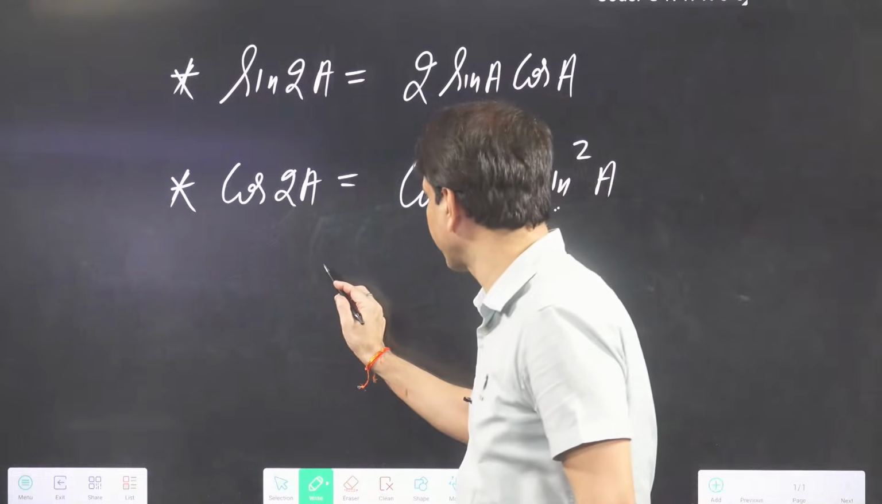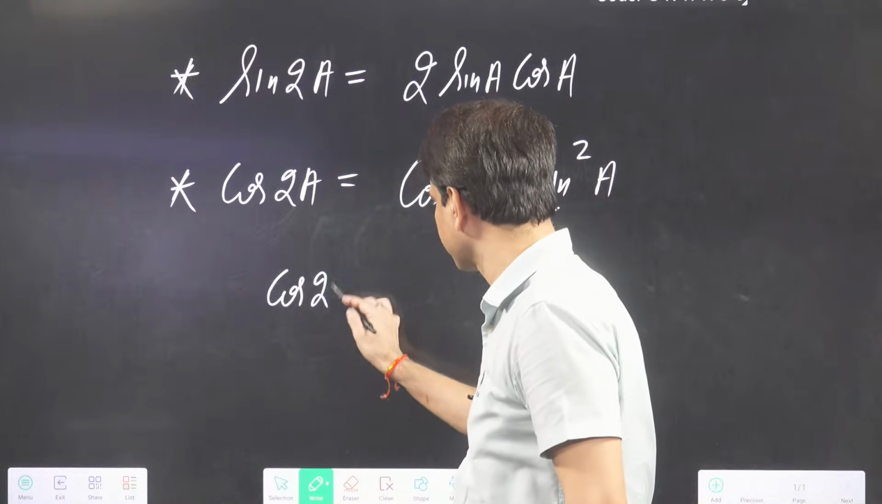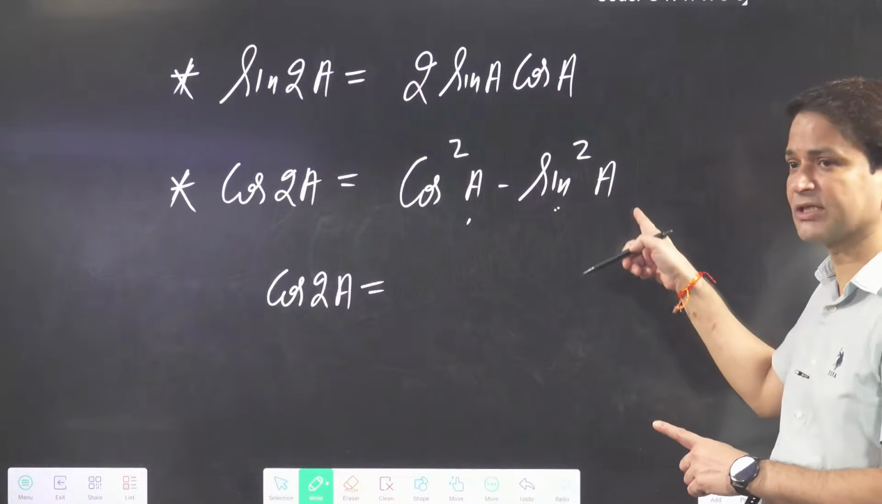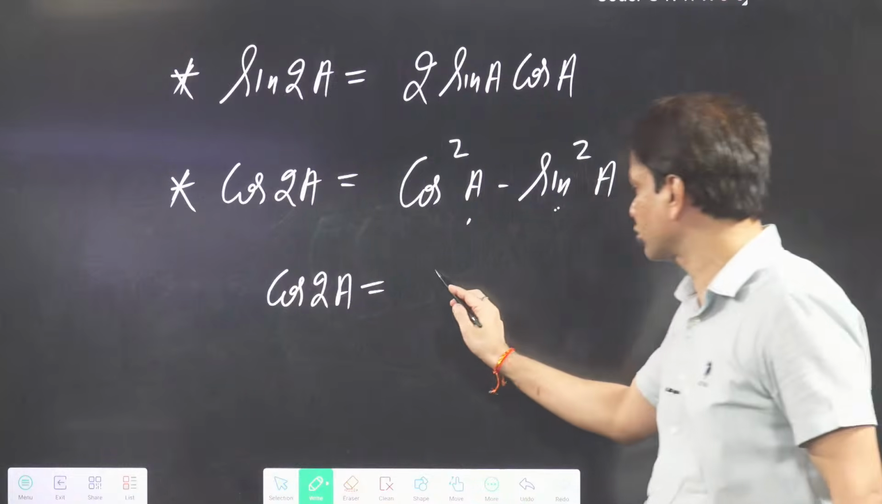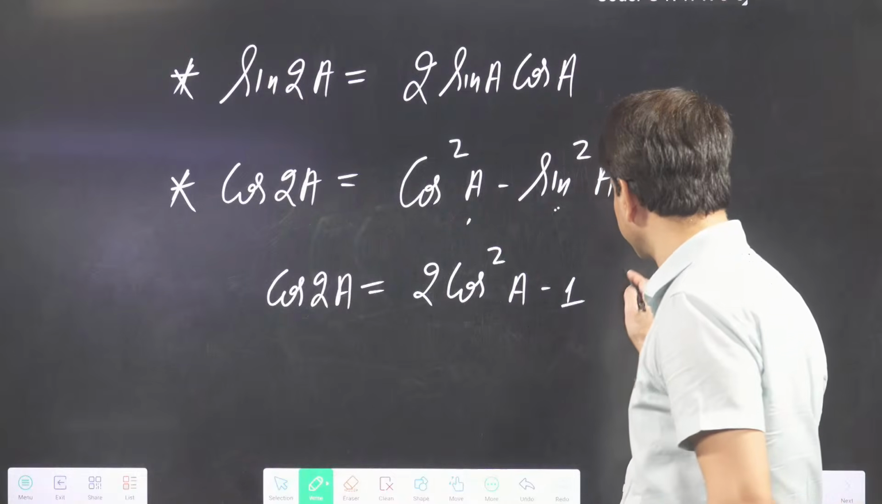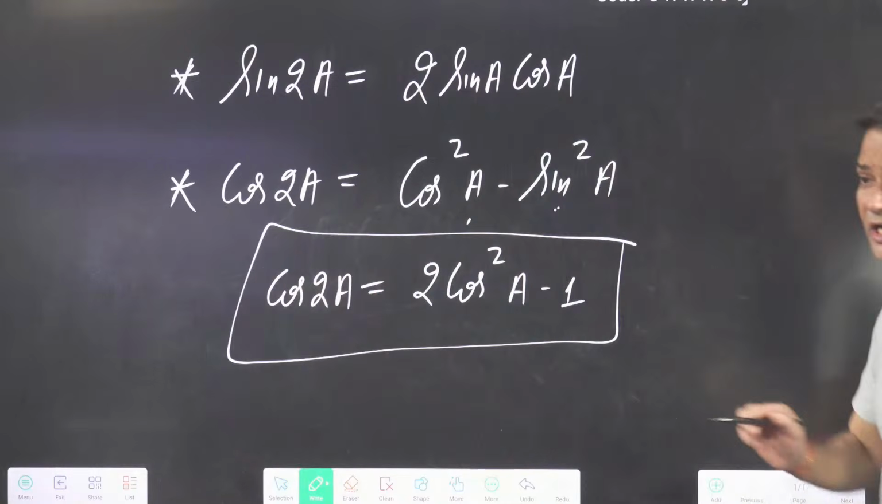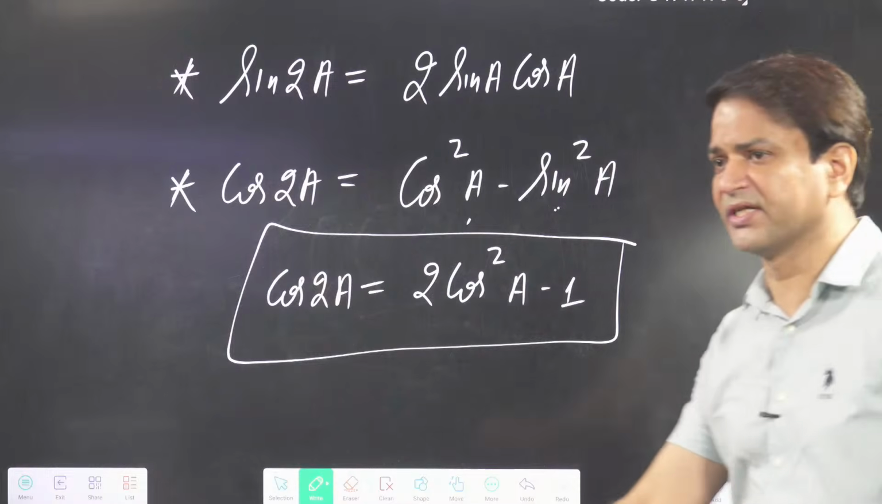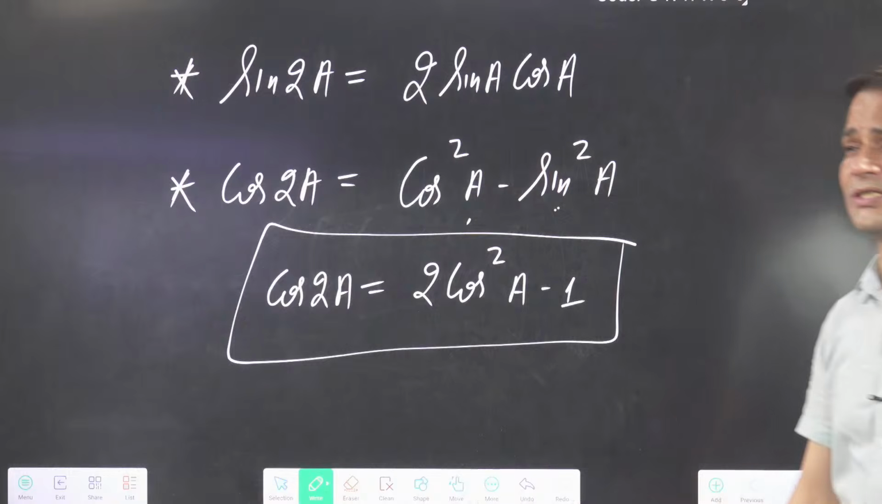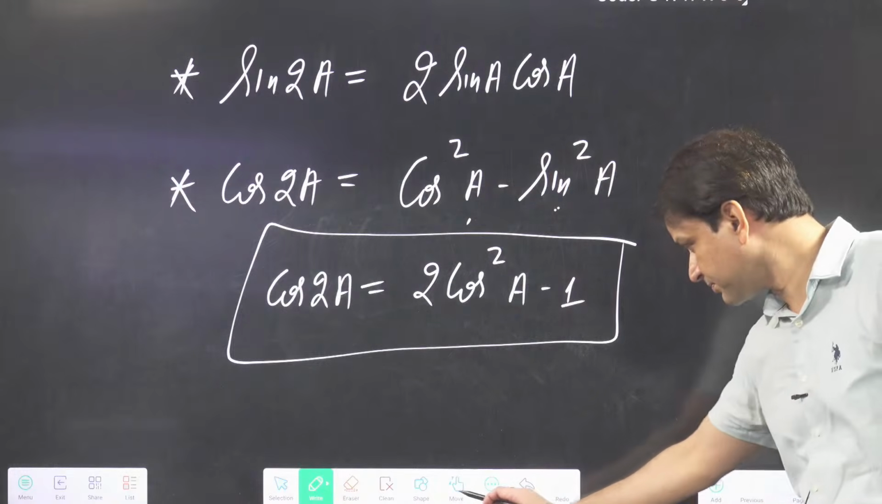So then what will you get? Cos 2A is equal to cos square A minus (1 minus cos square A). After opening the bracket, you will get 2 cos square A minus 1. We mainly use this formula in physics, in the SHM chapter and the wave chapter. Cos 2A is equal to what? 2 cos square A minus 1.